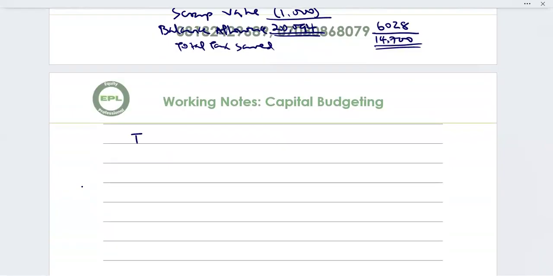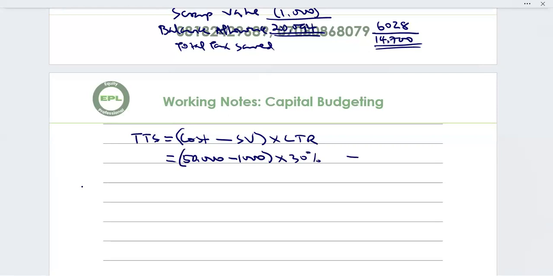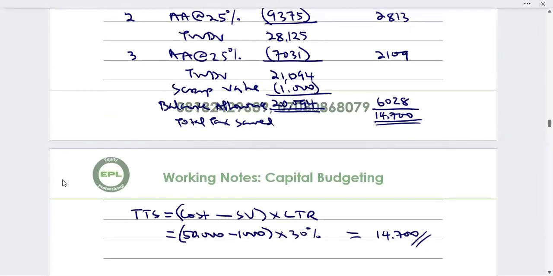Therefore, to do this, total tax saved is equal to the cost of the assets minus the scrap value, multiplied by the company tax rate. So with this, here is 50,000 minus 1,000 multiplied by 30%. I should have the same amount as 14,700. So this has given me the assurance that what I've done is correct. So that's the essence of using that formula. Other than that, it's useless.